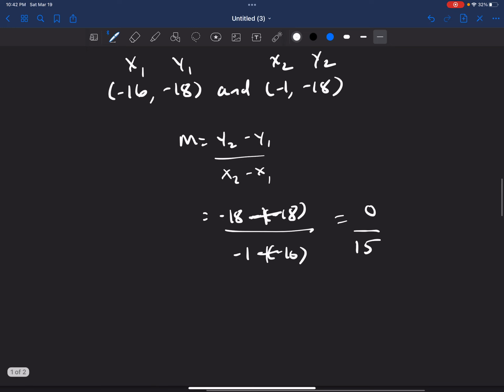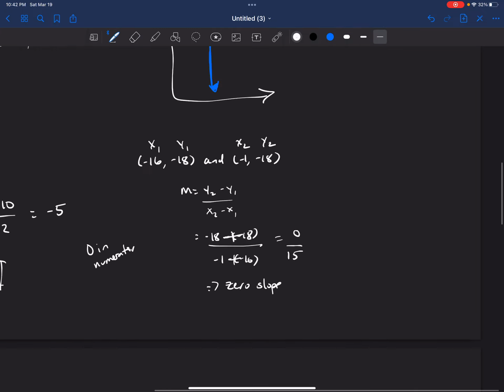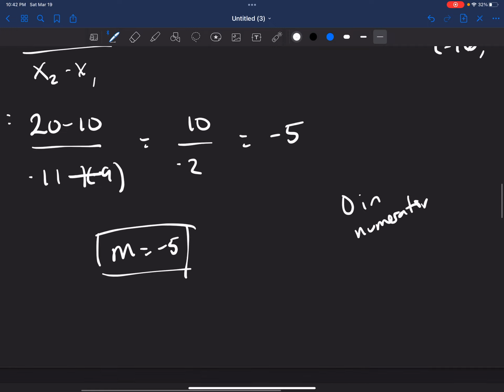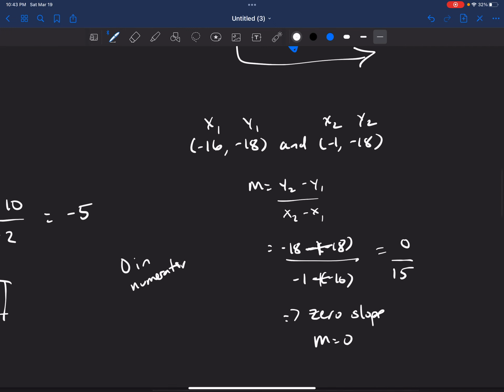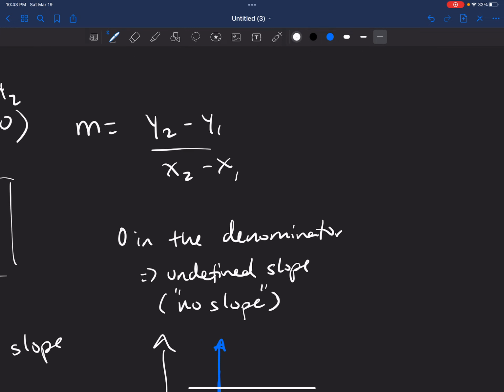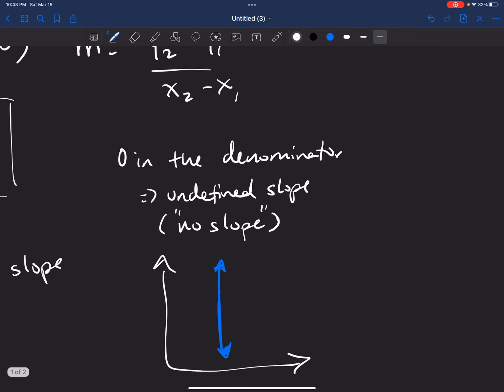Okay. So now we have a 0 in the numerator in this case. And if 0 is in the numerator, that means that it is what we call zero slope. Okay, remember, there's a difference between zero slope and undefined slope. Zero slope is we actually have a slope, and it's a slope of 0, just like m is equal to -5. So in this case, I write m is equal to 0. And over here we have no slope, which means the slope of this thing is non-existent, essentially.